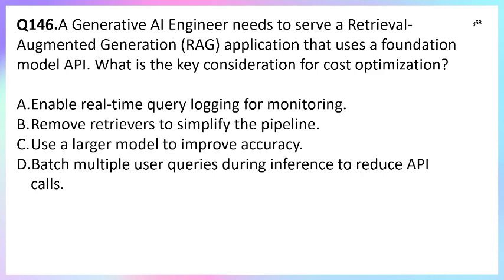Good for observability, but doesn't reduce the costs, right? Enabling real-time query logging doesn't impact the cost. So option A is not correct. The correct answer is to batch multiple user queries during the incident to reduce the costs. Option D is the correct answer.